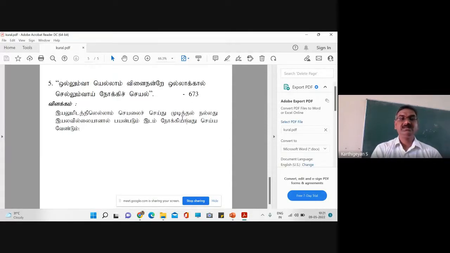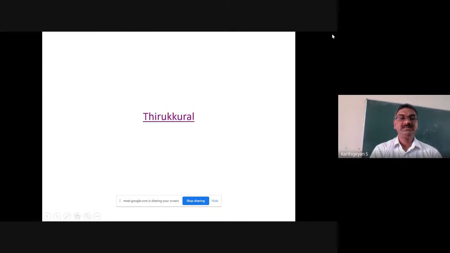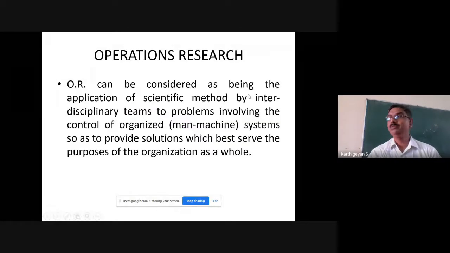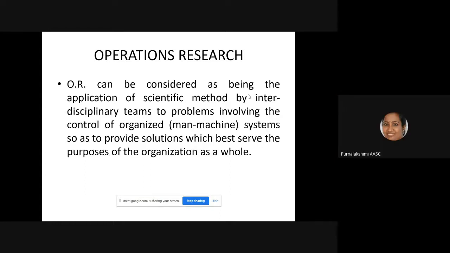Okay, so I'll just close this. Is it interesting to correlate Thirukkural with operations research? Any response for this? Any response from the students? Students, do you enjoy the Thirukkural couplet which is correlated with operations research? Since I am not able to contact you in person, I'm just asking. Say yes or no, some response. You can unmute and say, or put it in the chat box.